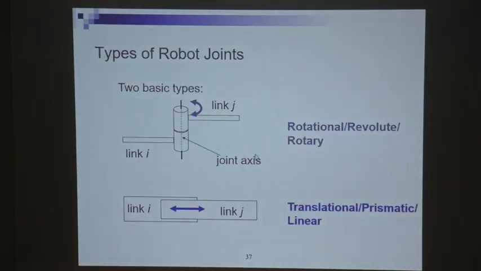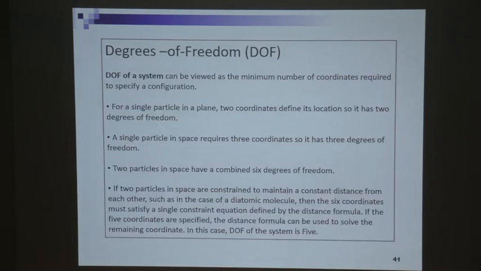So for these two basic types, a rotational joint or revolute joint, and a translation joint, each of them only has 1 degree of freedom. A rotation joint can only rotate on one single plane. A translation joint will only be moving in one single plane. So this is 1 dimension, so this is 1 degree of freedom. A degree of freedom is something that you will come across a lot in the class.